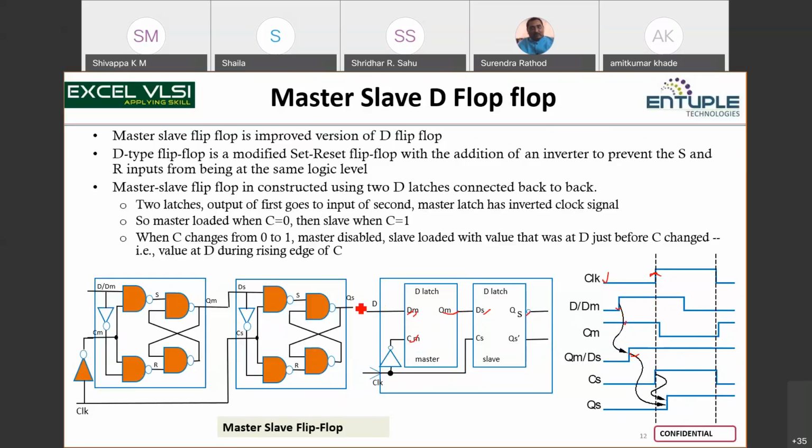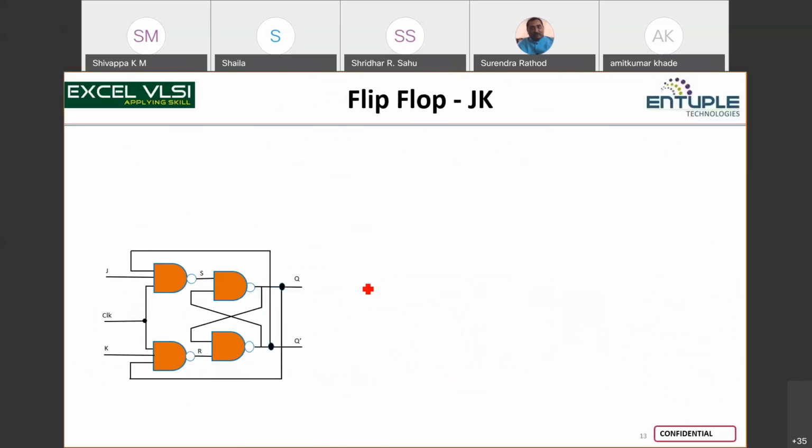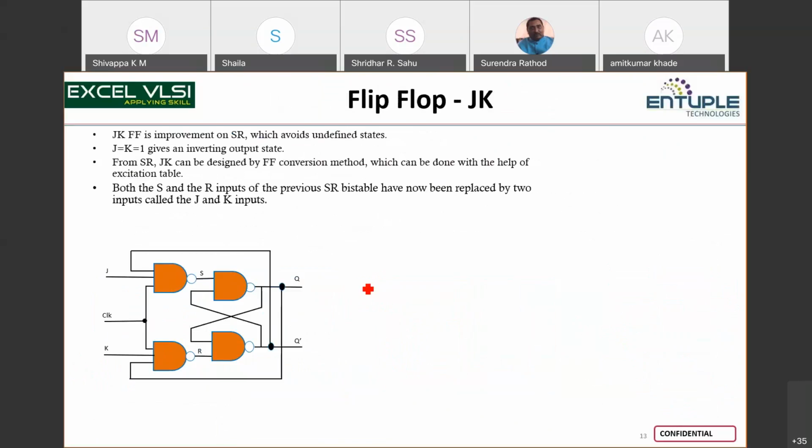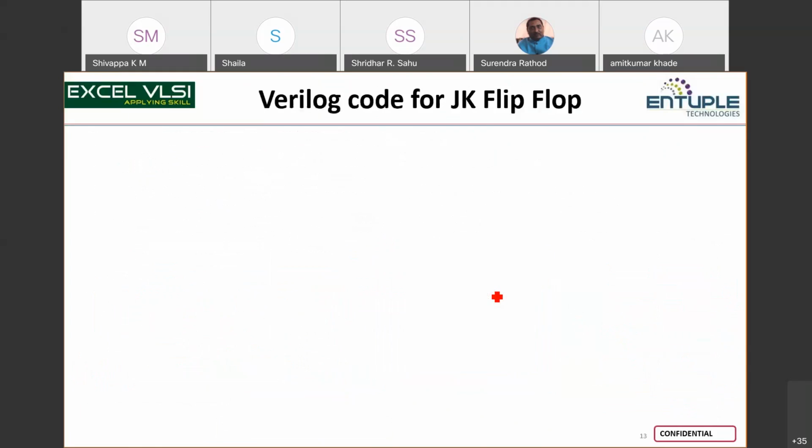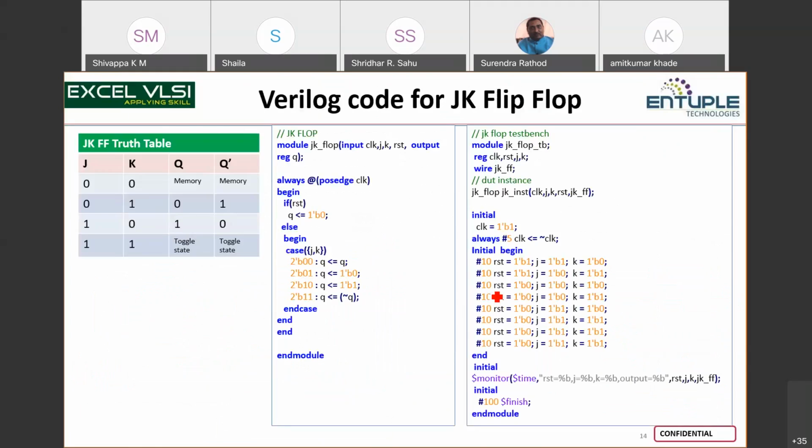Now what is the input and the output? So at the flip-flop level I am showing. So JK flip-flop, right? You know how we construct the JK flip-flop in the truth table. And similarly all truth tables I have. So now JK flip-flop code as per the truth table and test bench, right?